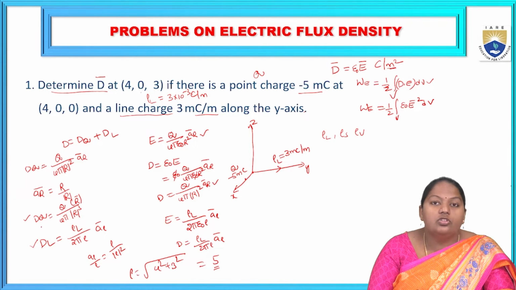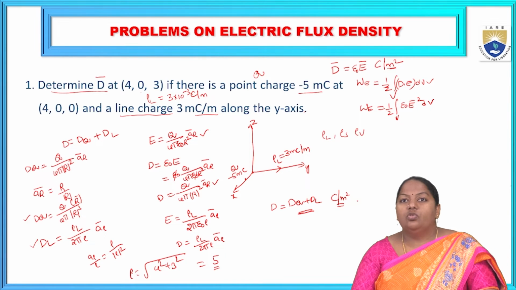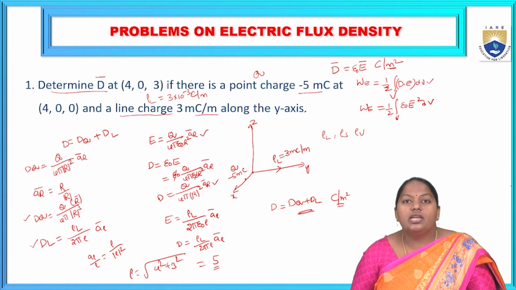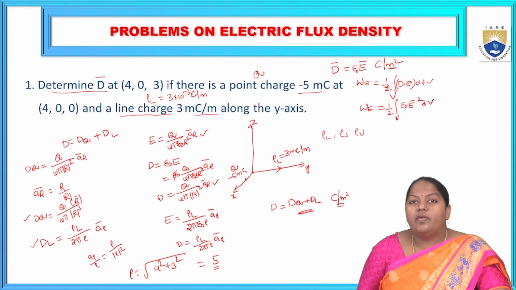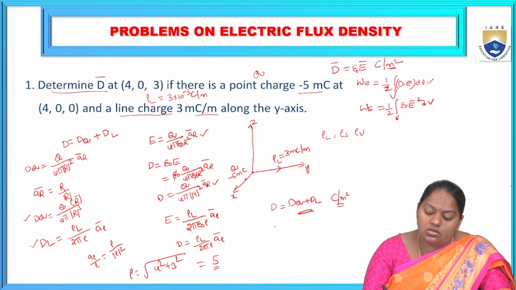Then after getting this DQ, by adding these two, we get the value D equal to DQ plus DL. And generally it is measured in terms of coulomb per meter square. Right? So this is the way. Now, to find the electric flux density due to a point charge or line charge, surface charge and volume charge cases are also possible. If it is surface charge, then DS can be written as rho s by 2 into an.